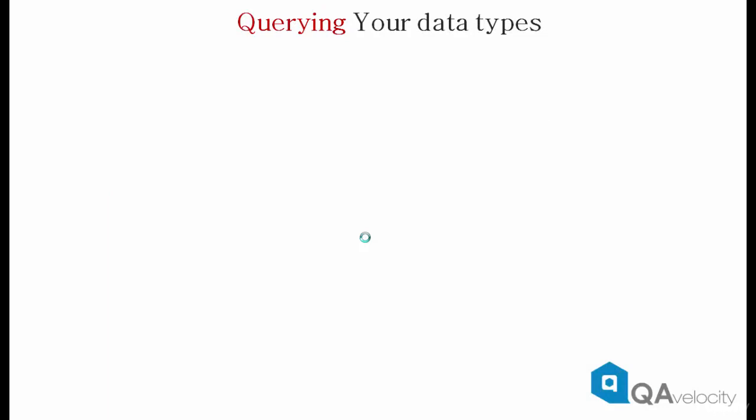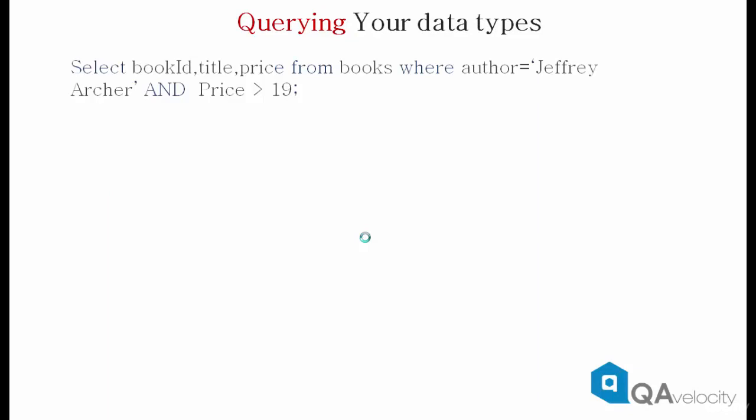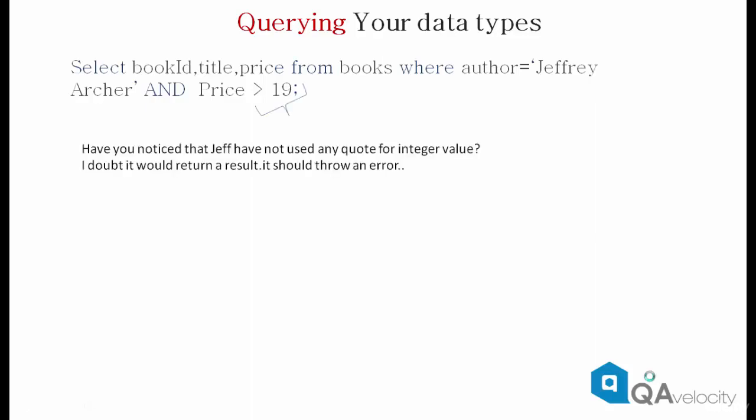In the same way, Jeff can easily answer questions like all those books written by Jeffrey Archer which cost more than $19. And the query would be select book ID, title, price from books table where author equal to Jeffrey Archer and the price is greater than 19.